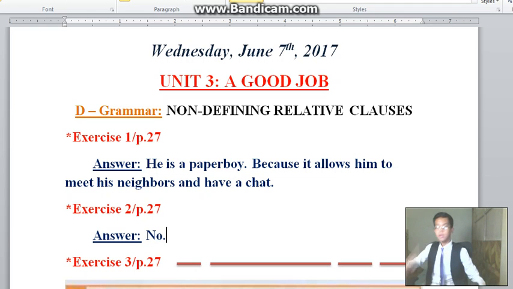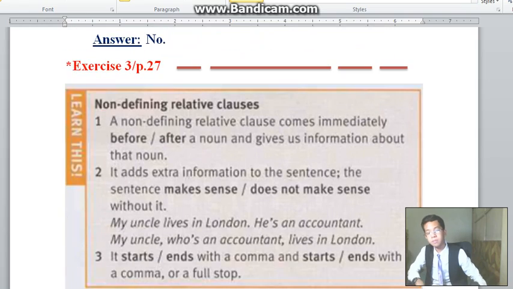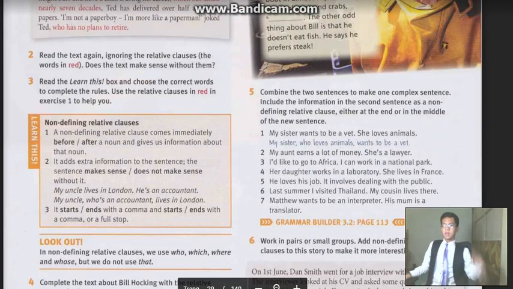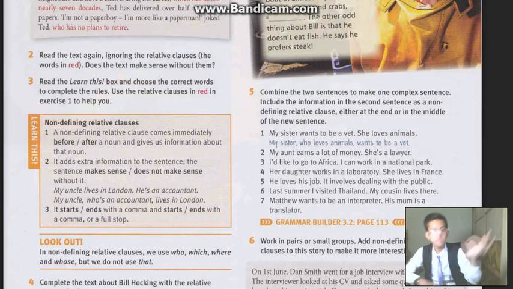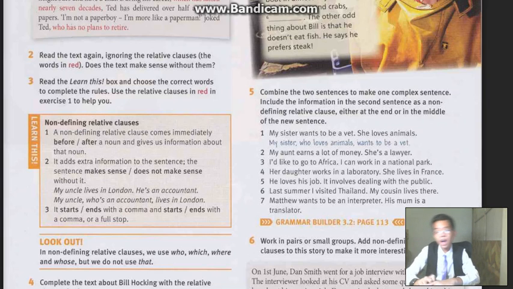Moving on to exercise number 3 on page number 27. Read the learner's box and choose the correct words to complete the rules. There are 2 choices in each rule, and we'll choose one to finish the rules. Non-defining relative clauses. A non-defining relative clause comes immediately before or after a noun and gives us more information about that noun.